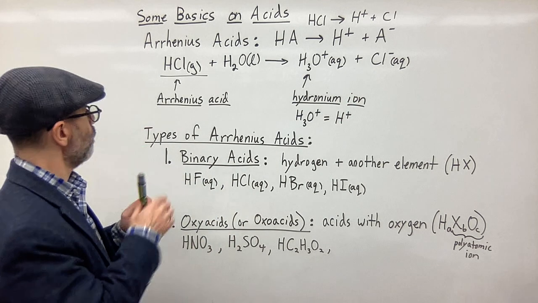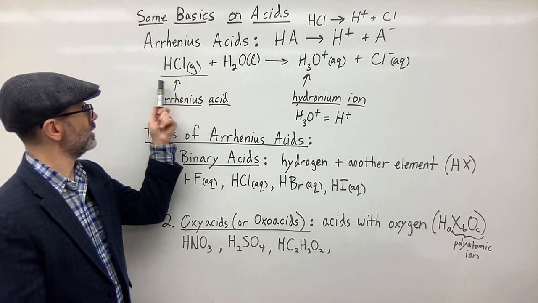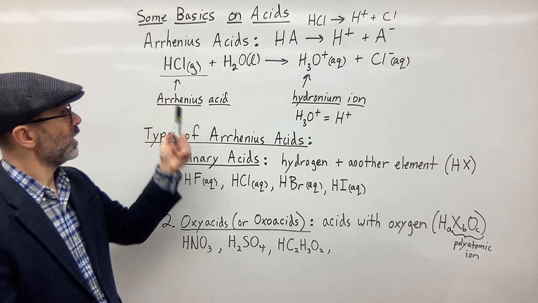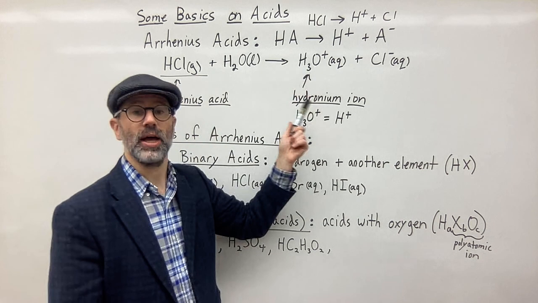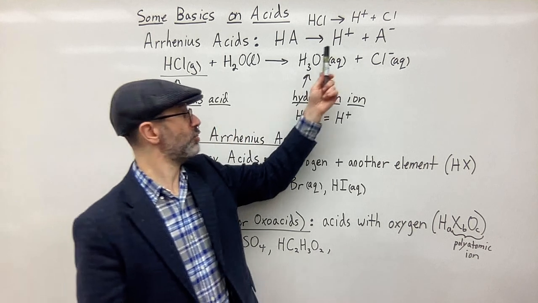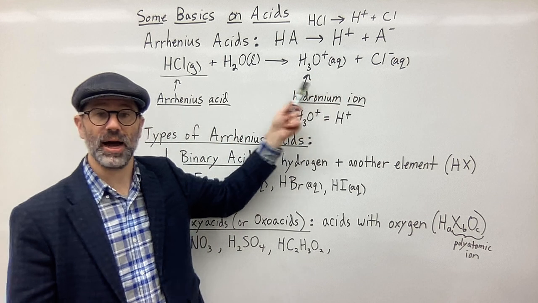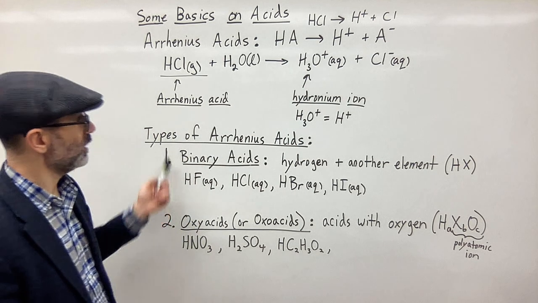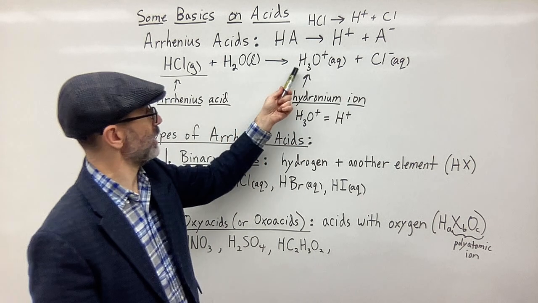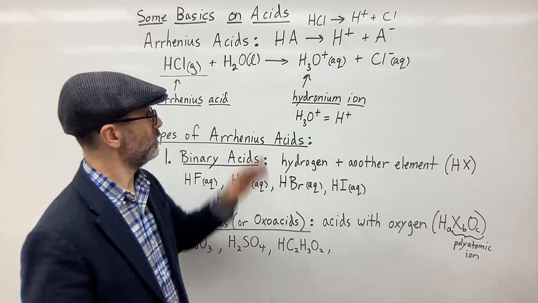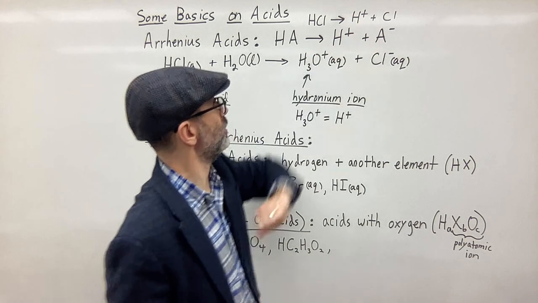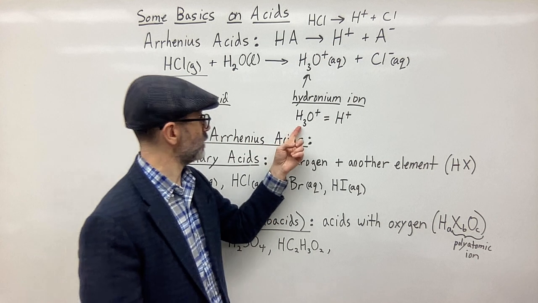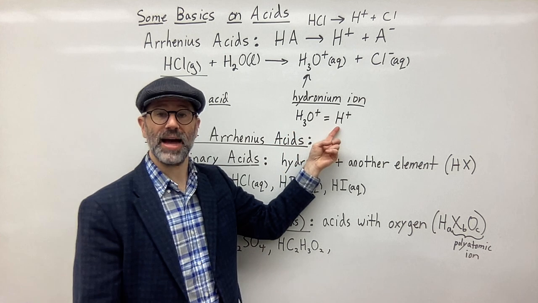Okay, so let's point out a couple of things. This is our Arrhenius acid, because when you put this in water, it will produce hydronium ions. So any substance we put in water that releases or produces hydronium ions is an Arrhenius acid. And so what is the hydronium ion? H3O plus. Now, a lot of times you write H plus, but what we really mean is the hydronium ion, H3O plus. So H3O plus is the same as H plus.